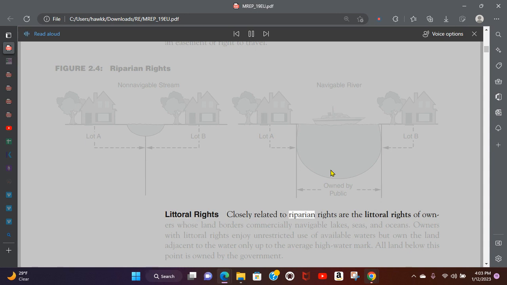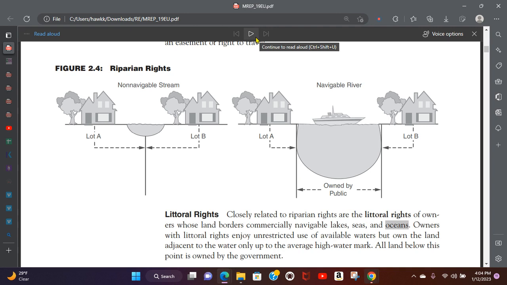Littoral rights, closely related to riparian rights, are the rights of owners whose land borders commercially navigable lakes, seas, and oceans. I love how she broke that down. Owners. Ownership. You gotta break them words down. You might hate it, but you gotta do it, man. Navigable river. Non-navigable stream.